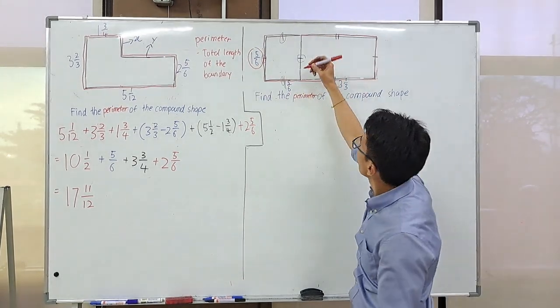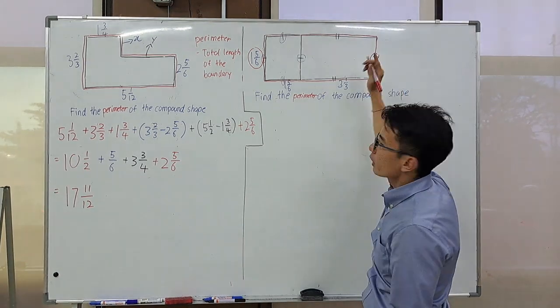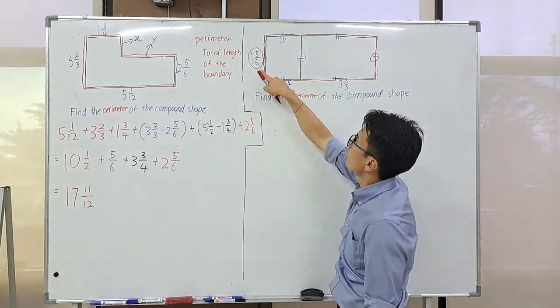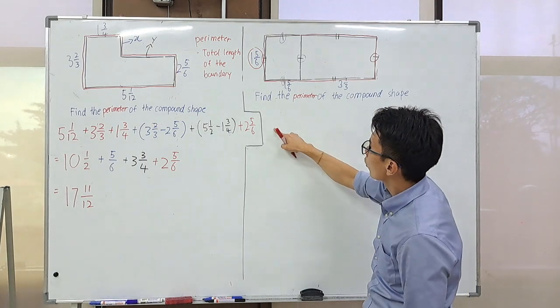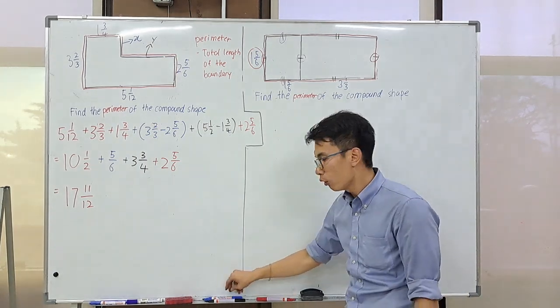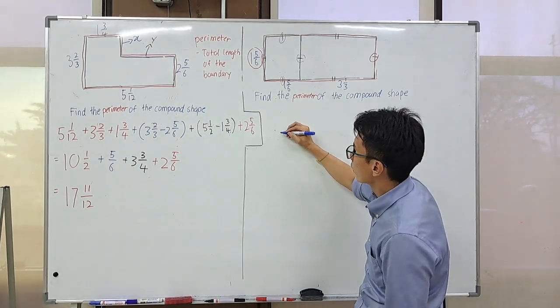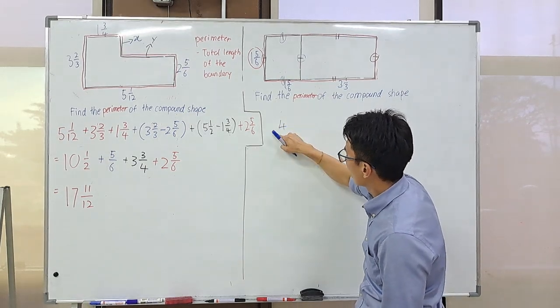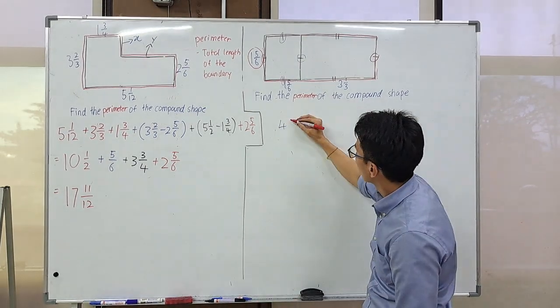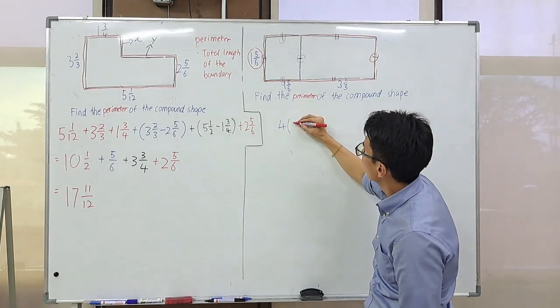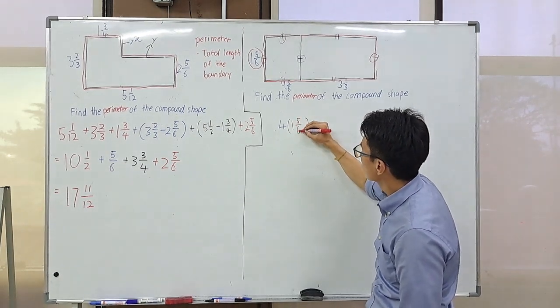How do I know? Because of this line over here. This line tells me that all these sides are the same length. So I know that I have 4 of them. So I'm going to write 4 over here. I have 4 of them. 4 of what? Alright. 4 of 1, 5 over 6.